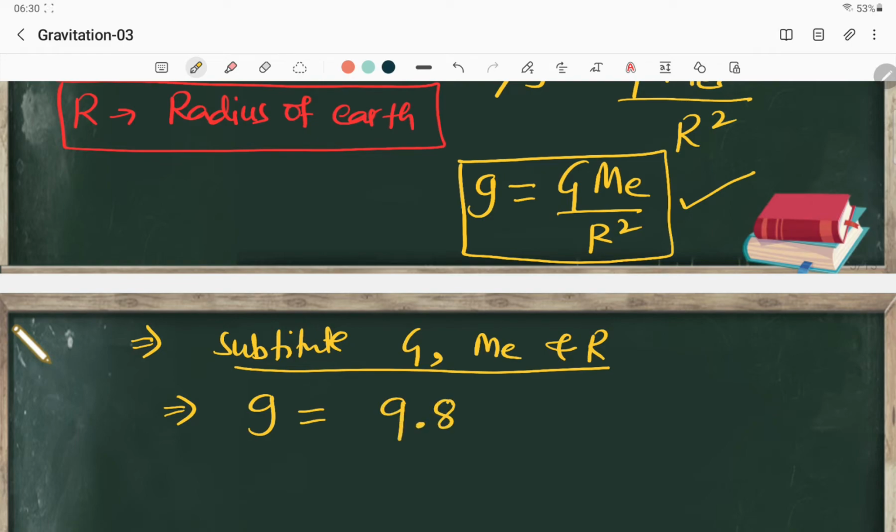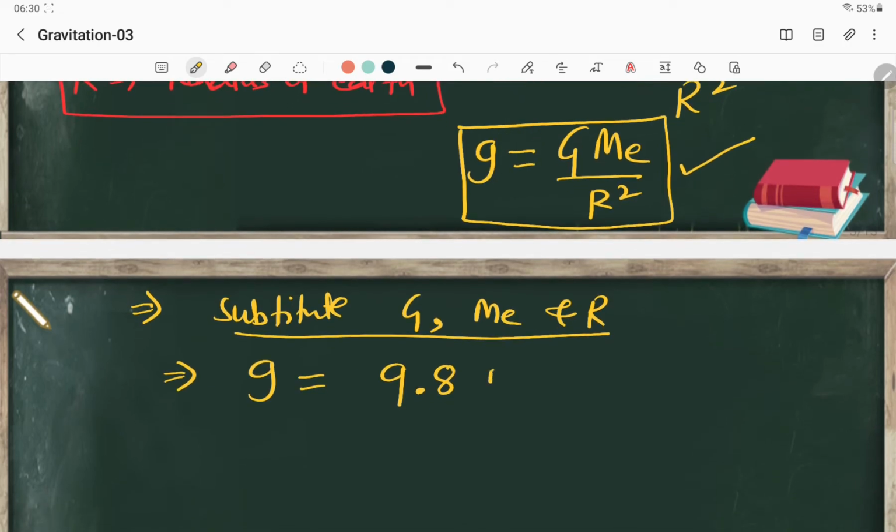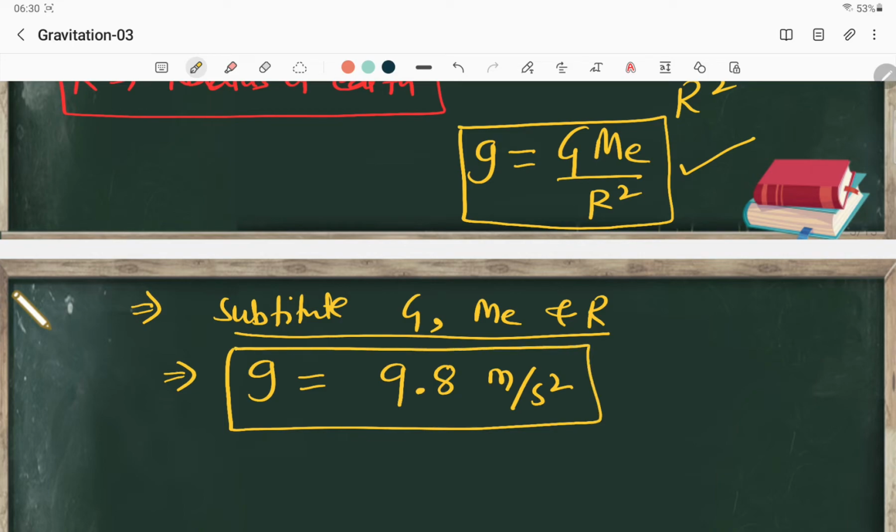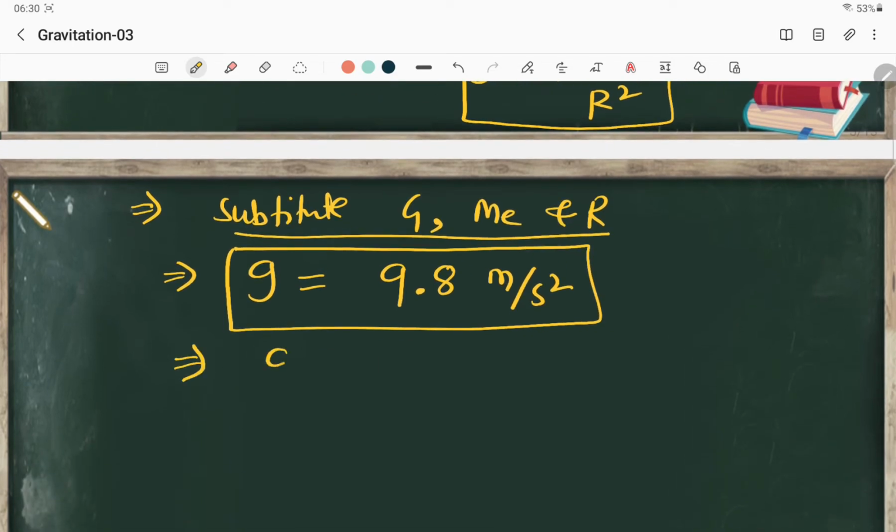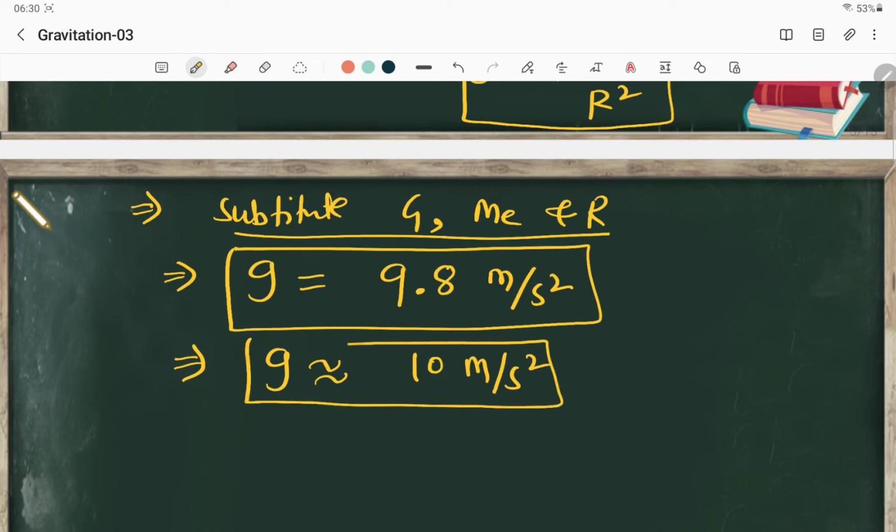This is constant for earth, and as it is acceleration, the unit is going to be meter per second square. Very, very important. Similarly, for numerical purposes, we can use approximately 10 meter per second square, so that the numericals become quite easy for us. What is the value of acceleration due to gravity of earth? It is 9.8 meter per second square, or approximately taken as 10 meter per second square.